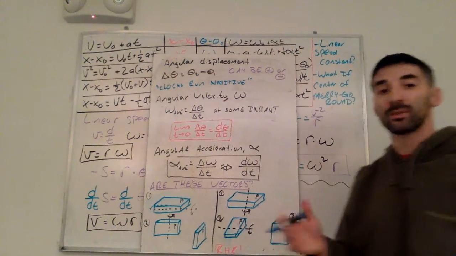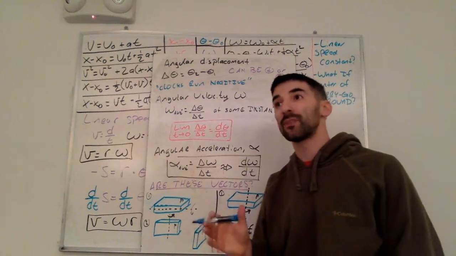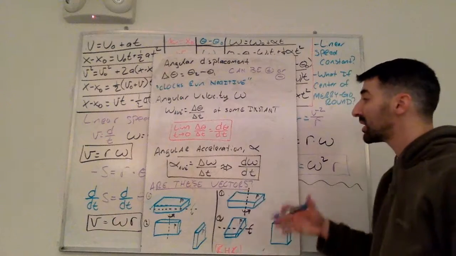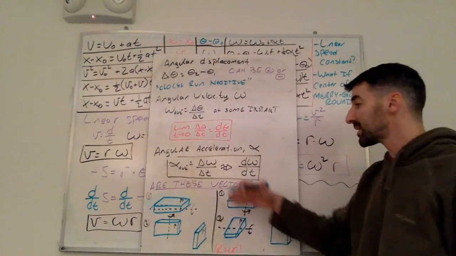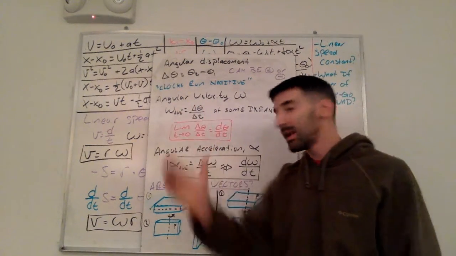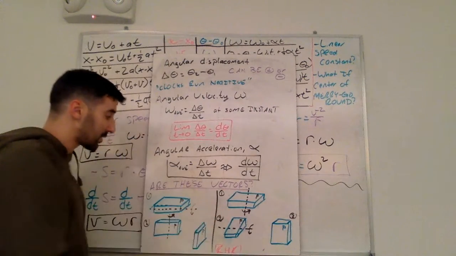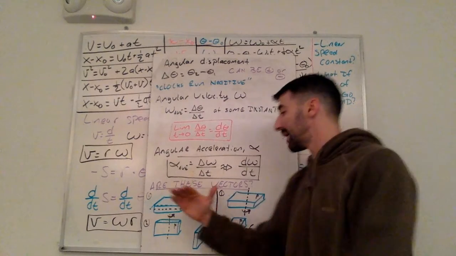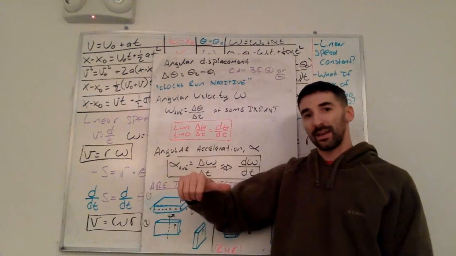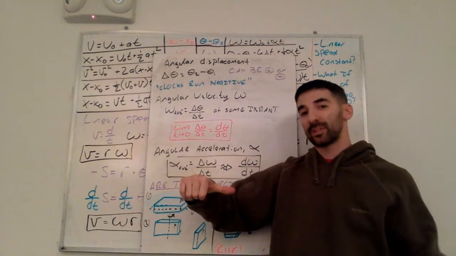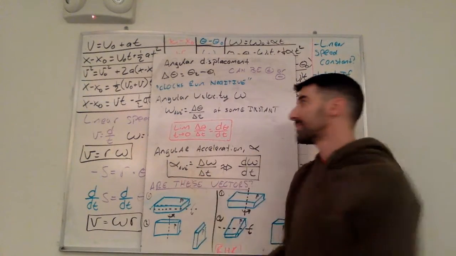That means we need to introduce the right-hand rule. What the right-hand rule does is give us the direction of omega. You take your right hand and put your fingers around the axis of rotation in the direction it's rotating. So in this picture here, my fingers are rotating that way. My thumb is pointing in the direction of that angular velocity omega.